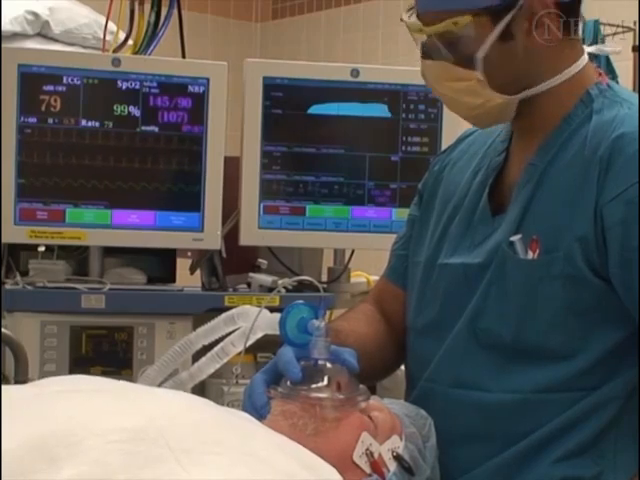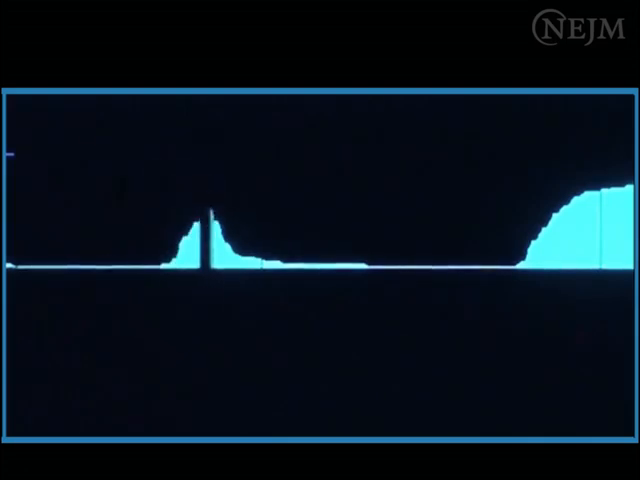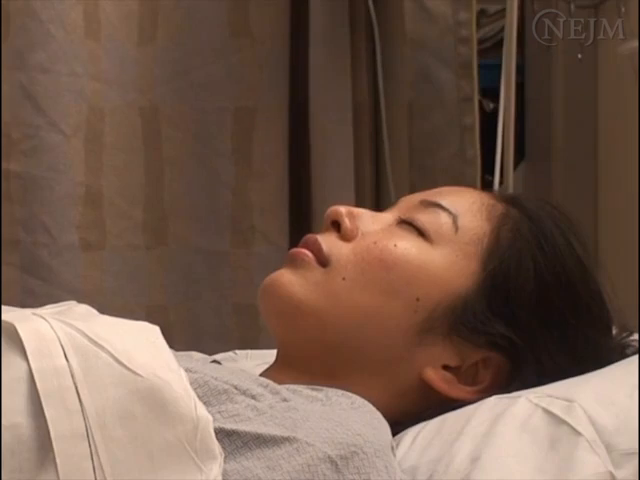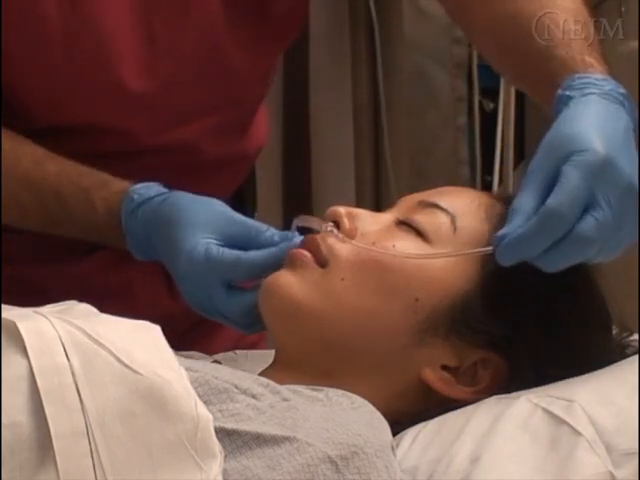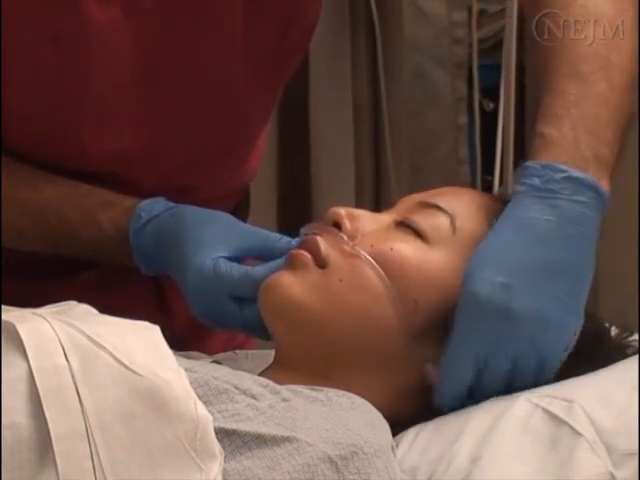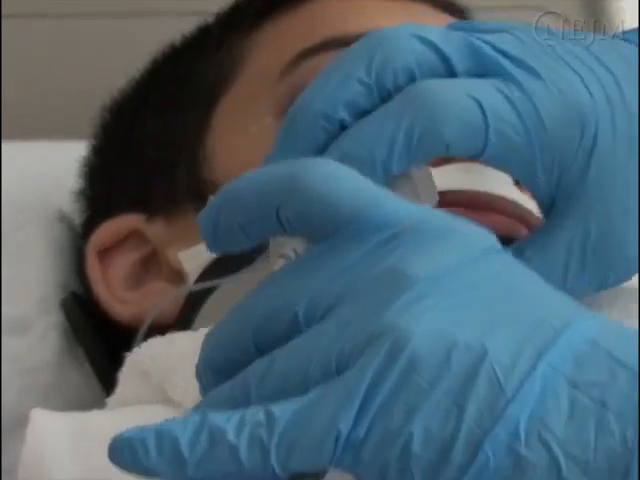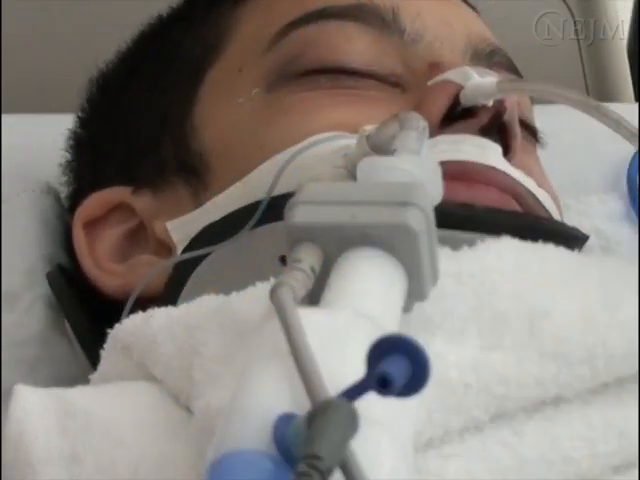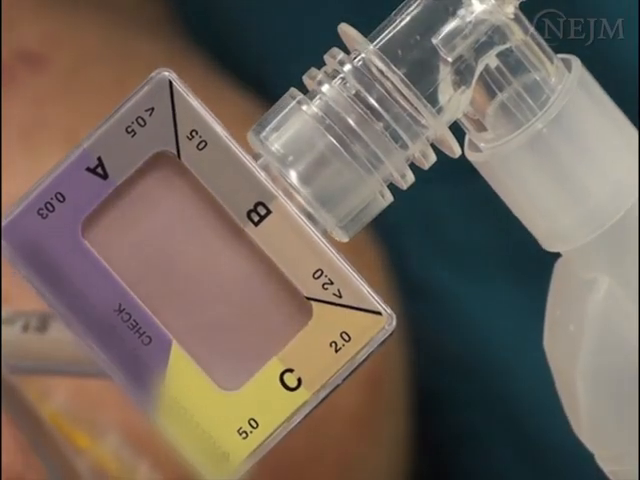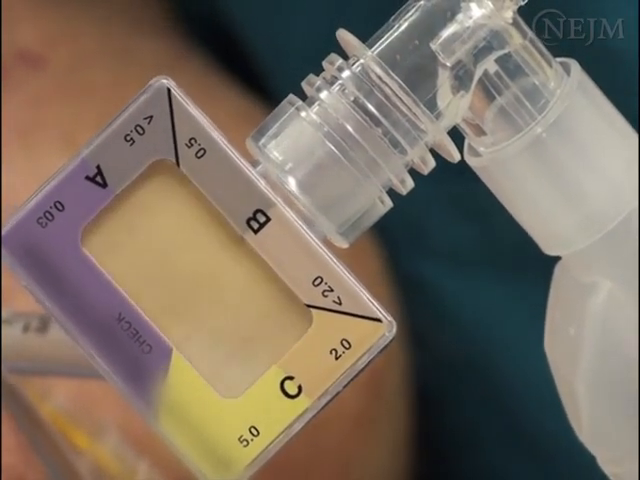Capnography is the standard of care for monitoring the adequacy of ventilation in patients receiving general anesthesia. It is also used to monitor ventilation during procedures performed while the patient is under moderate or deep sedation. Capnography is increasingly being used to monitor patients who are receiving mechanical ventilation in intensive care units and to aid in the assessment and treatment of cardiac arrests.